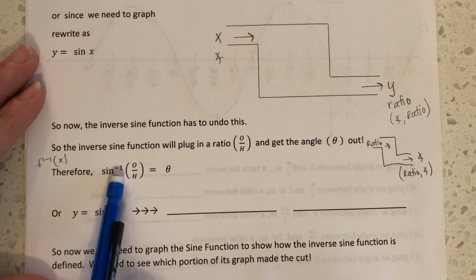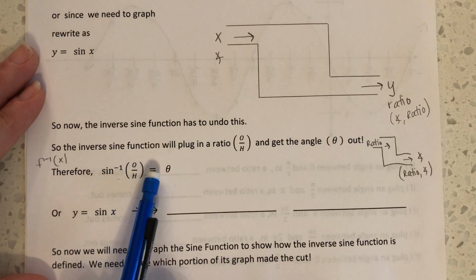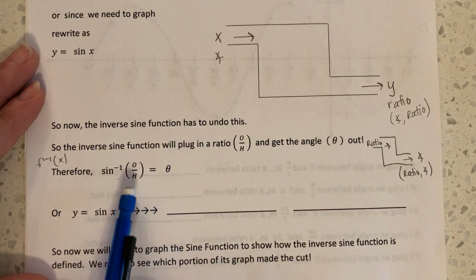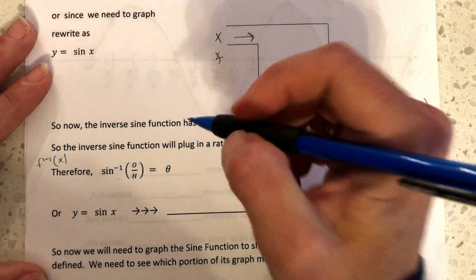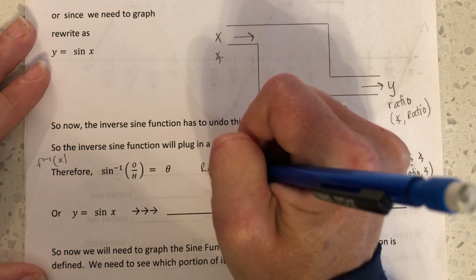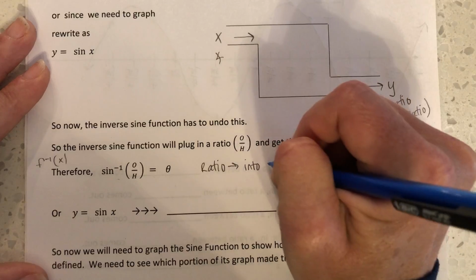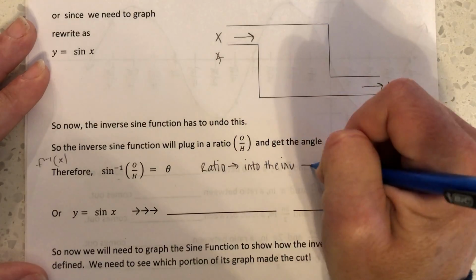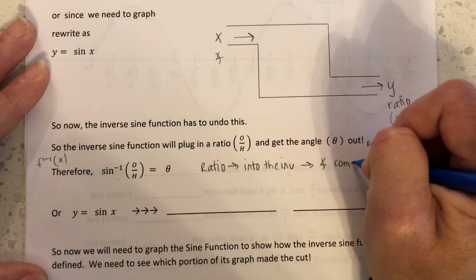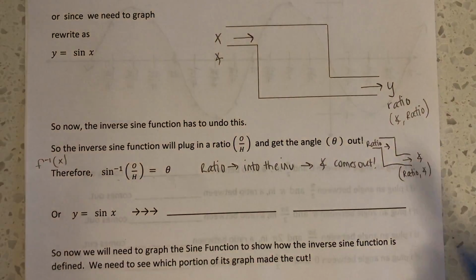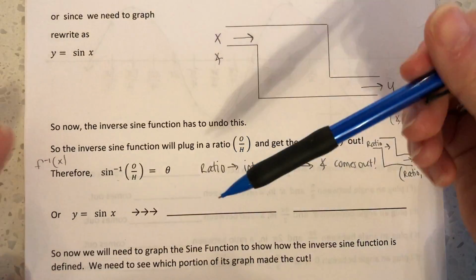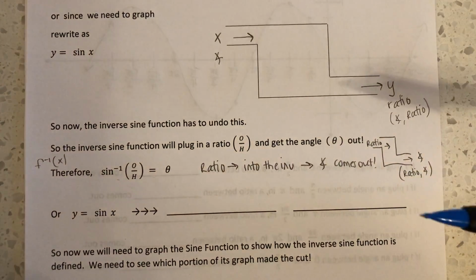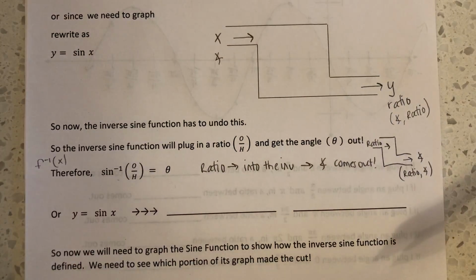So the inverse sine of a ratio will equal an angle, right? So you take the inverse, the ratio goes in, and an angle comes out. I cannot stress that enough, all right? A ratio goes into the inverse, and an angle comes out. But again, not any angle and not any ratio. Only an angle and a ratio that survived the cut of its graph will be able to go in and out of this inverse, okay?